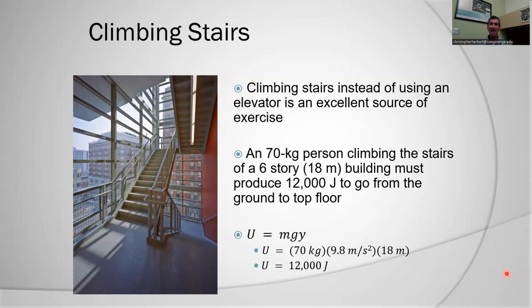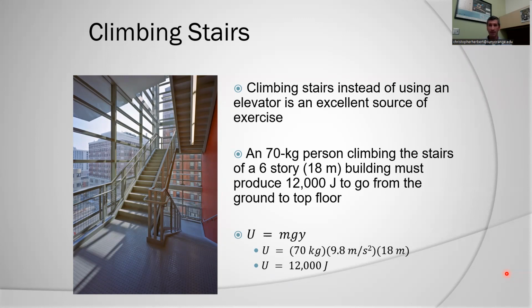More mundane tasks. How about going up a stairs? If you climb a 6-story building, which is 18 meters, that would require a change in potential energy of 12,000 joules. Now, again, climbing stairs is supposed to be good exercise. I try to do it as much as possible because I like to eat. I want to take in more calories than I necessarily need for my body. So in order to make up for that, we need to exercise.